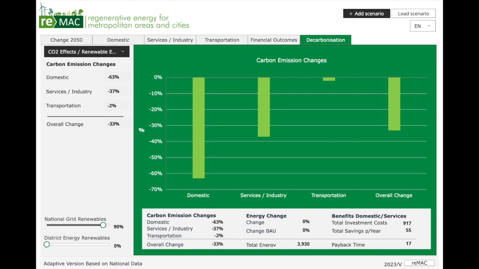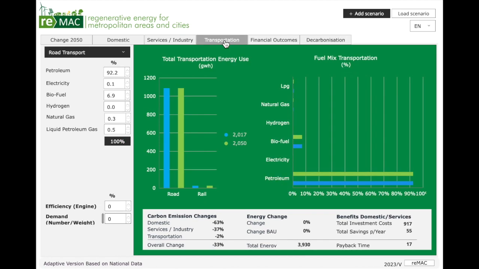You will surely remember that we already put the National Grid renewable slider to 90%, which had very little effect on the transportation sector. And this is due to the fact that in 2020 there were very few electrical cars. If we go to the transport sector and assume that in 2040 70% of the cars will be electrical cars, then the transportation emissions are saved by 68%.